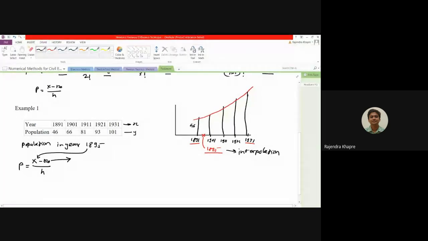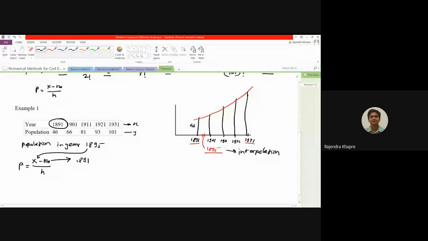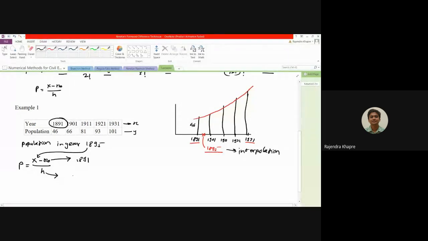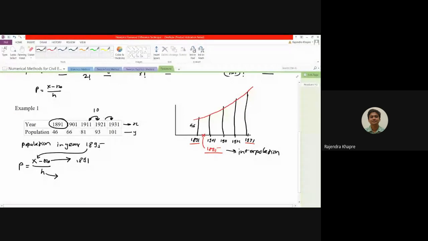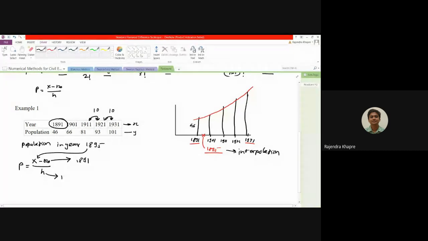So if you refer to this table, this value is 1891. As far as h is concerned, h is nothing but the interval, or the difference between two consecutive values of x. If you take any two consecutive values of x, you will find the difference is 10. So we have population data after every 10 years, isn't it? So this is your 10.